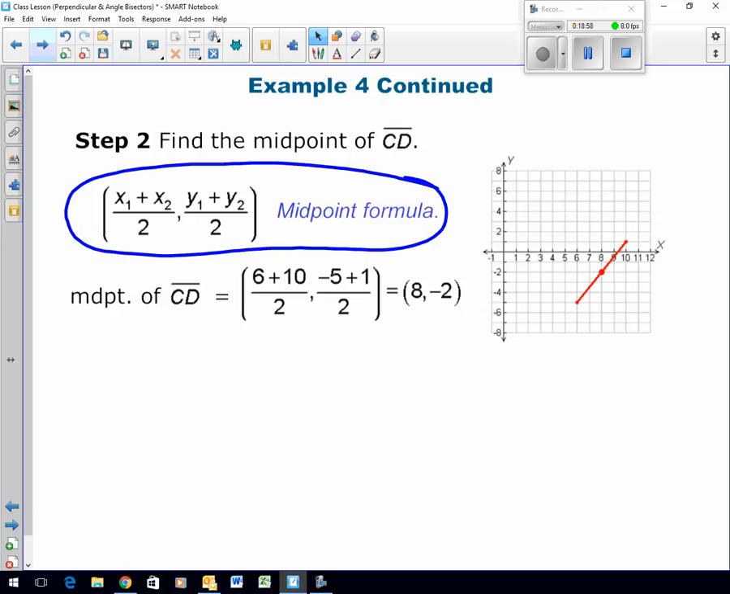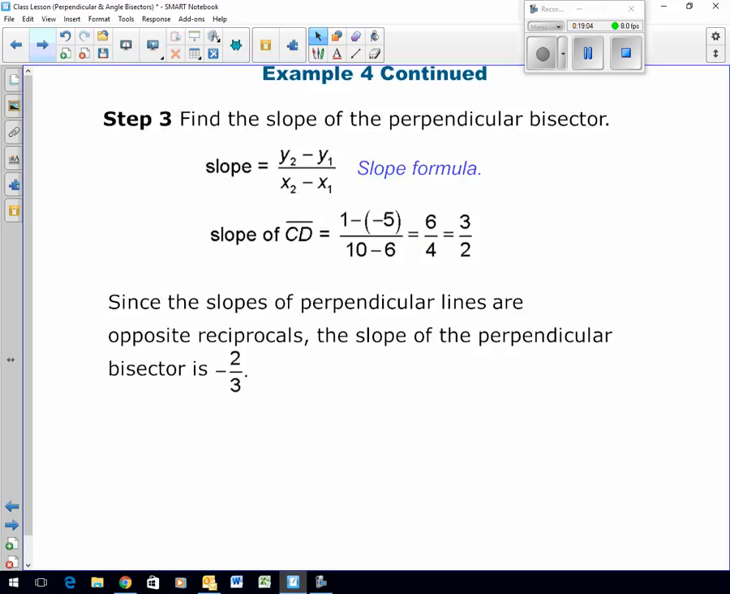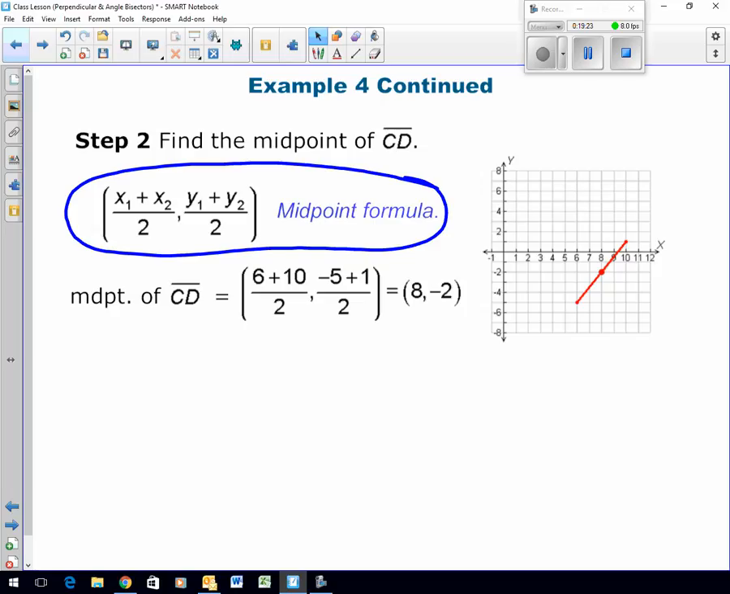Cool, man. Now, this is really important. After I find the midpoint, I need to find the slope of CD. But here's where you've got to put your thinking cap on. This is the hardest part of the whole day. If I find the slope of C to D, that doesn't do me any good if I'm looking for a perpendicular bisector. Perpendicular bisectors form 90-degree angles, right?